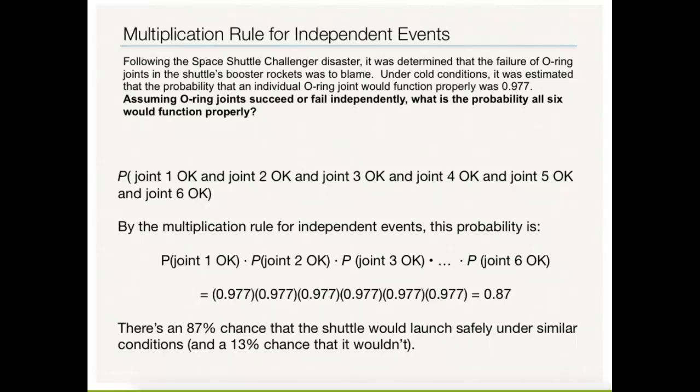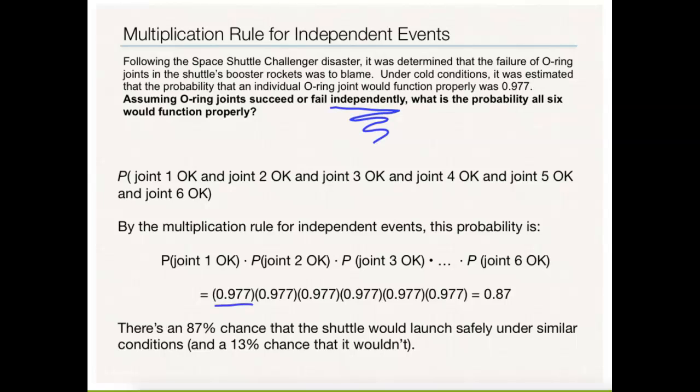So this is the key. In a problem like this, if they say independently, you'll go, I can just multiply their individual probabilities together, right? So if I want to know the probability that all would fail together, or sorry, in this case they're saying that all would function properly, rather, I would want to multiply the probability that each one functions properly by itself.